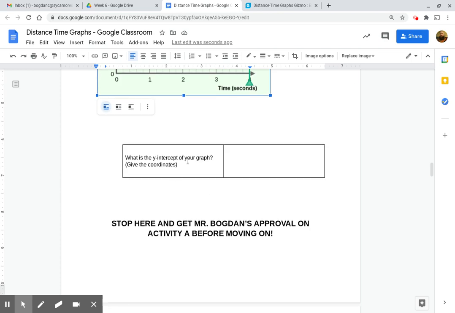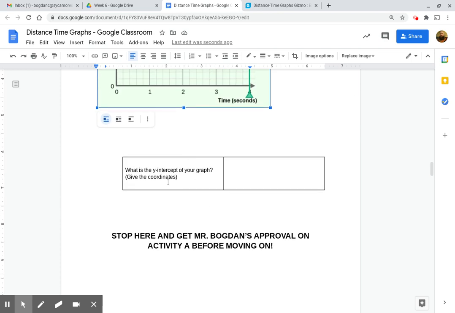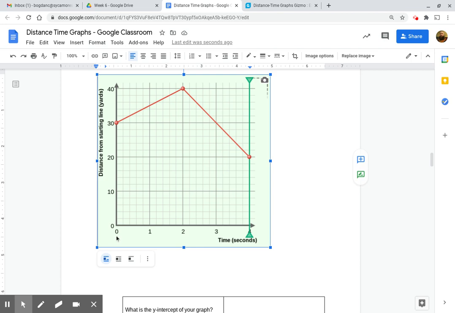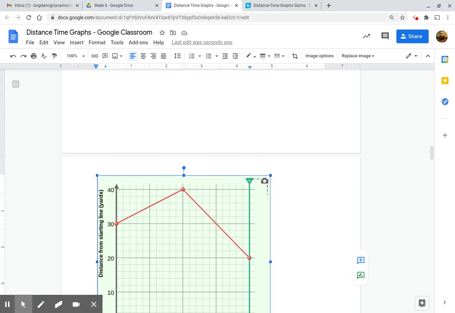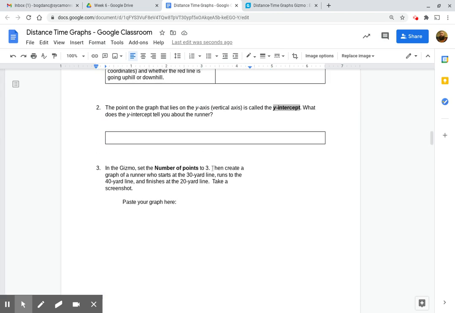Okay. What is the y-intercept of the graph? We have to give the coordinates. So our time is 0 and our starting point is at the 30-yard line. So your y-intercept is going to be (0, 30) if this was your problem. I'm going to change these numbers for you.